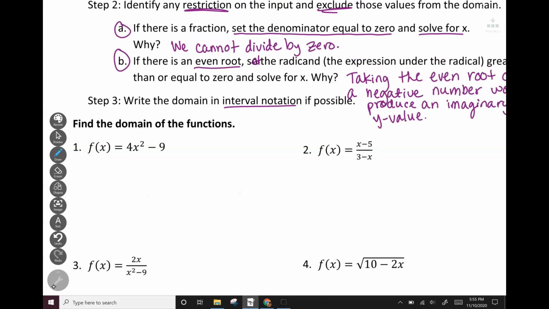So looking at step 2, do I see any fractions? No. Is there an even root? No, there's an even exponent, but that's not a root. There's no radical. So your domain is going to be all real numbers. If there's nothing that you need to restrict in step 2, your domain is all real numbers. So on any polynomial, you're going to get that, all real numbers.